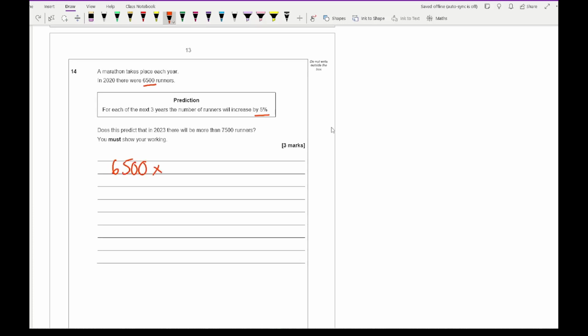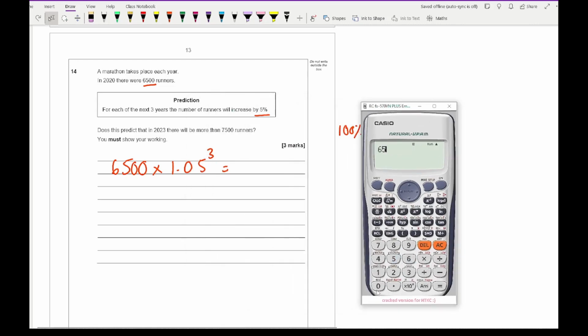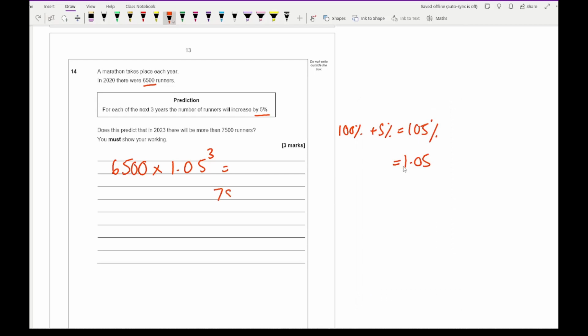We need to multiply, and it's increased by 5%, so 100% plus 5% is 105%, which as a decimal then becomes 1.05. So I'm going to multiply that by 1.05. Now, how many years difference is there? Well, there's 3 years difference, so multiply that to the power of 3. And what I then want to do is type that into my calculator. Again, we've got 6,500 multiplied by 1.05 to the power of 3 equals, and it gives me an answer of 7,524 point, and we get 5625.